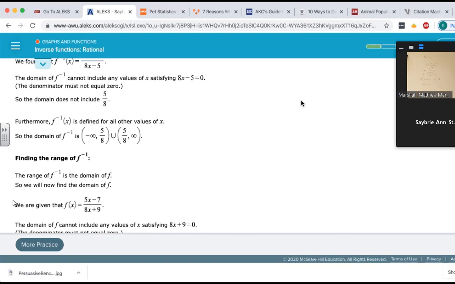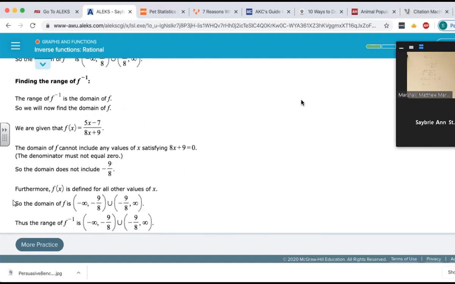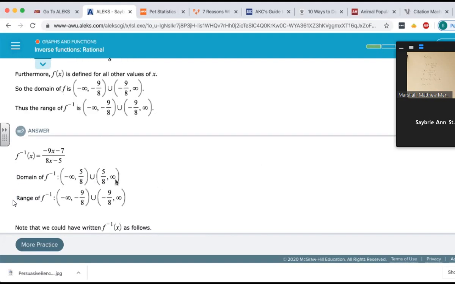And then range, if you go down there a little bit, range is what doesn't make 0 for the original. You did it. So domain. See, look at that. Got some skills. Oh, you had it for both times? Yeah.